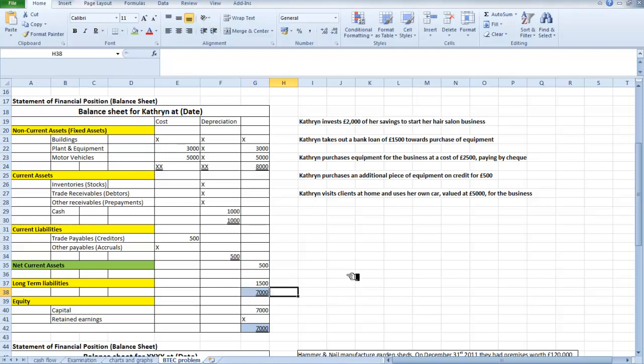So what have we got here at the end? Well, we can see that the assets less the liabilities comes to 7,000, which is equal to the equity. We have balanced our accounting equation, except that we've shown it in a different way. We've shown that on a particular date, the statement of financial position for Catherine following 5 transactions is assets minus liabilities equals equity.